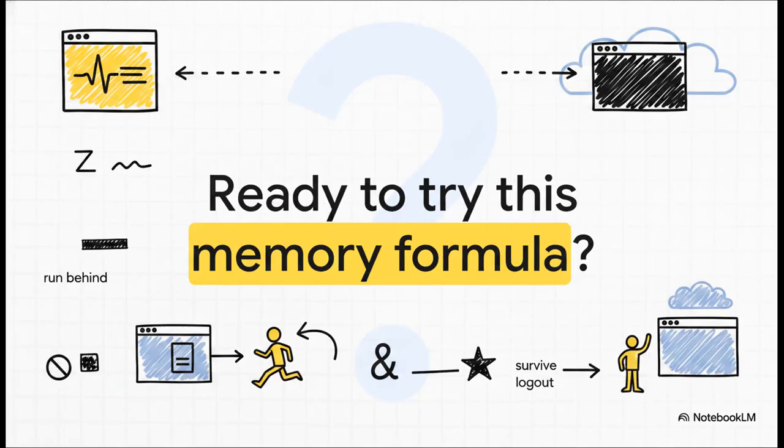So here's the absolutely simplest way to remember all of this. The one-line ultimate memory formula. Foreground means your terminal is busy. Background means your terminal is free. Ctrl Z is pause. BG is run behind. FG is bring front. The ampersand is start behind. And nohup is survive logout.